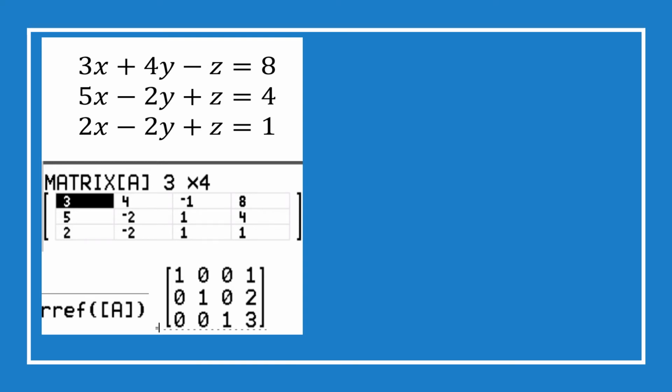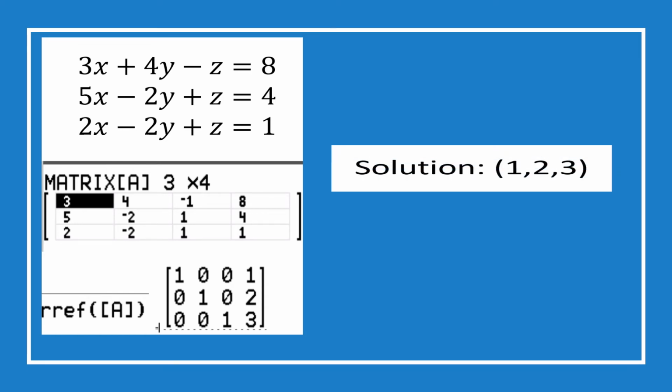It gives us the reduced row echelon form of this matrix as 1, 0, 0, 0, 1, 0, 0, 0, 1. That is the unit matrix. And the last column, the constant column, is 1, 2, 3, and that will represent the values of x, y, z. So our x is 1, y is 2, and z is 3, which is the same as the solution we got by just graphing it.